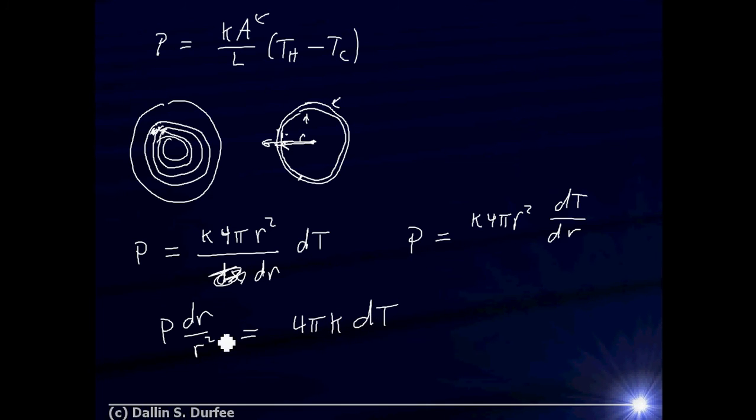Did I account for everything? Yes. So now what I can do is integrate both sides, right? I can get rid of the dr and the dt by integrating. The dr side, where am I going to integrate from? I'm going to integrate from the inner radius to the outer radius, right?